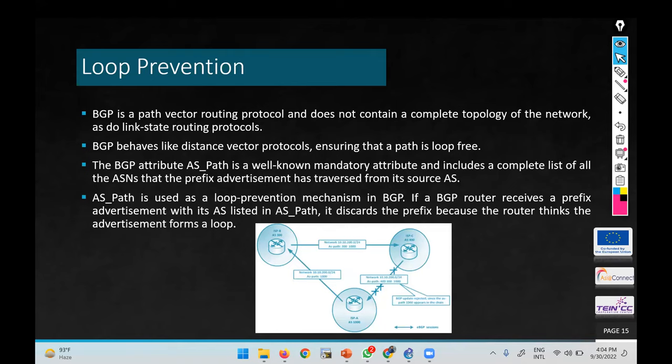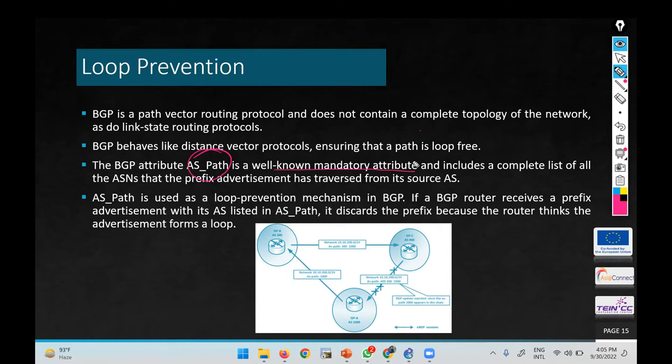BGP uses a path vector routing protocol. Does it contain the complete topology table, like other link-state routing protocols? No, it's not; it's a path vector routing protocol. To ensure loop prevention, BGP has some mandatory attributes in the BGP packet, like the AS path, as I said earlier. It's one of the well-known mandatory attributes. It's the complete list of the ASNs and prefixes traversed from one source to another.